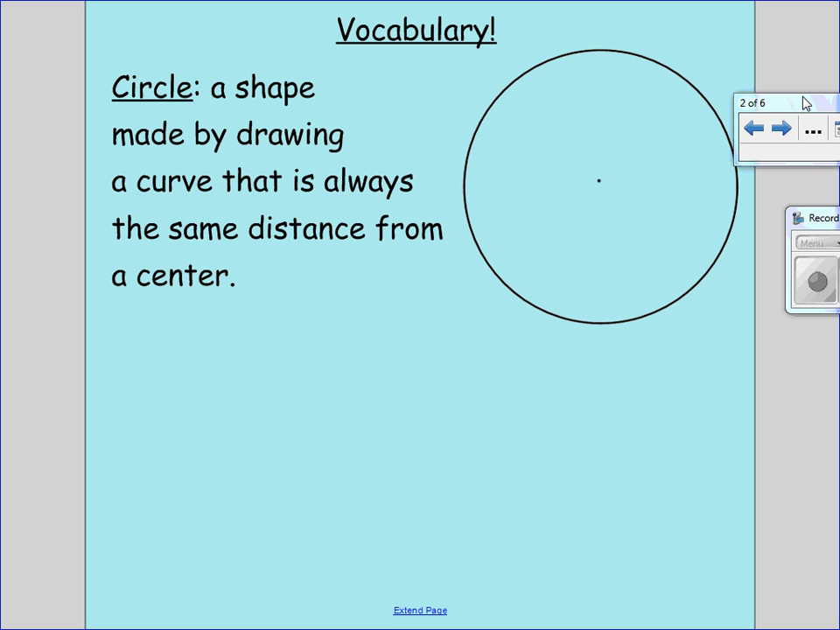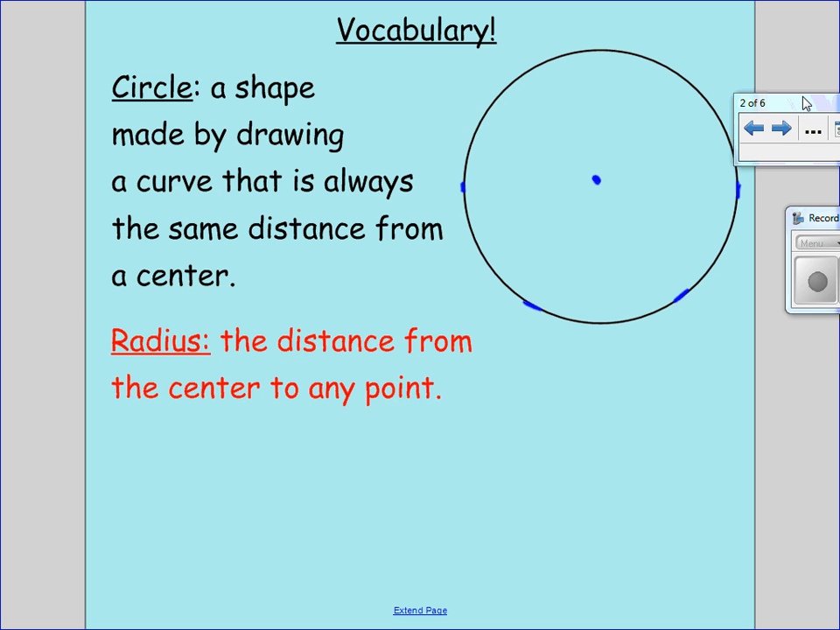So some key vocabulary you should know. First of all, a circle is a shape made by drawing a curve that is always the same distance from the center. So this part of the curve is always the same distance from the center as this part of the curve, as is this part of the curve, as is this part of the curve. Okay? And the center is just this little point in the middle.